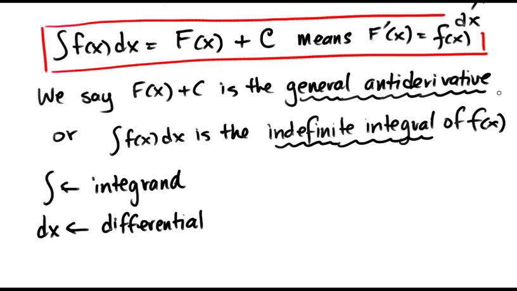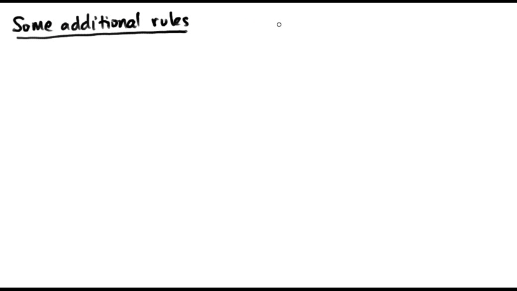There are also some additional rules that we need to know about antidifferentiation. So let me just put those down, and some examples of those. So we know the power rule. There is the antiderivative of the power rule. So instead of going down by 1, you go up by 1.